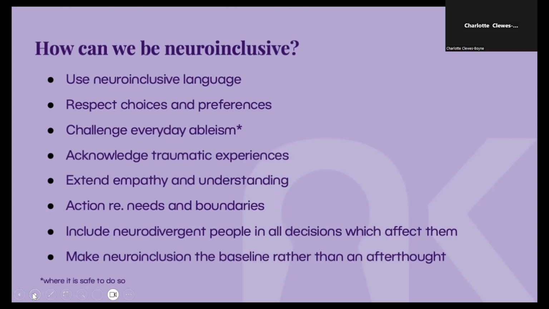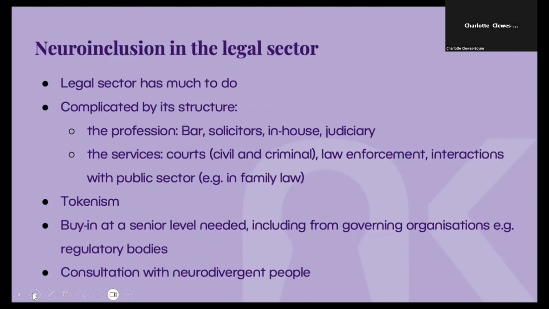The aim is for the underlying systems that we have in place to be neuro-inclusive, but at this time, that's not the case. So what we need to do is make sure that we take active steps now so that in the future that system can be in place. So how does this apply specifically in the legal sector?